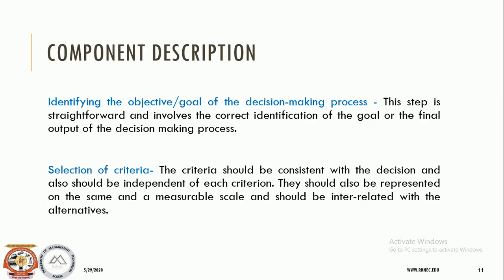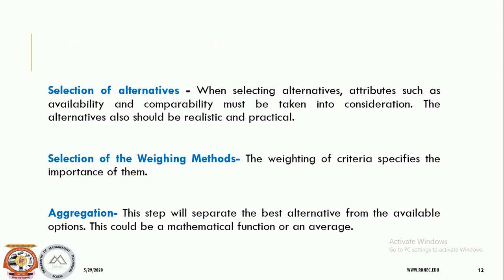They should be represented on the same and a measurable scale. Whenever we deal with the criteria, we need to understand that we are using values on a measurable scale, so that they are interrelated with the alternatives. All the criteria should be interrelated with the alternatives.